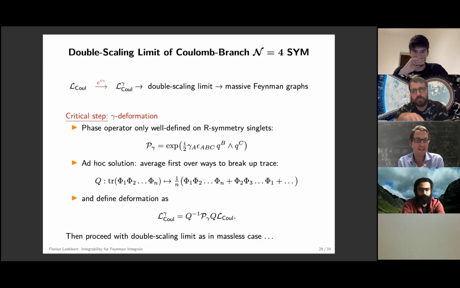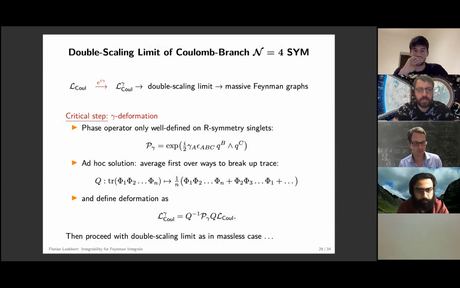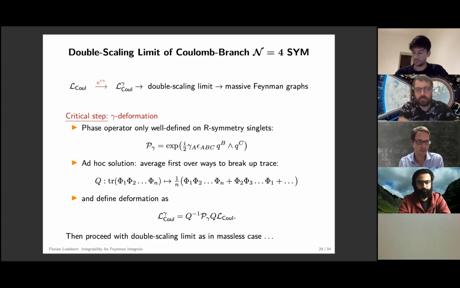And the critical step here is this gamma deformation. So we want to start from the Coulomb branch n equals 4 Lagrangian, introduce gamma parameters, and then take a double scaling limit. But the gamma deformation, which can be thought to be generated by this bilocal exponential operator, is in principle only well defined on R-symmetry singlets. And going to the Coulomb branch, we've broken the R-symmetry. That's a typical feature that's also known for the Yangian generators. If you act on a cyclic quantity, like a trace in the Lagrangian, then due to this ordered bilocal sum, it's typically not well defined.